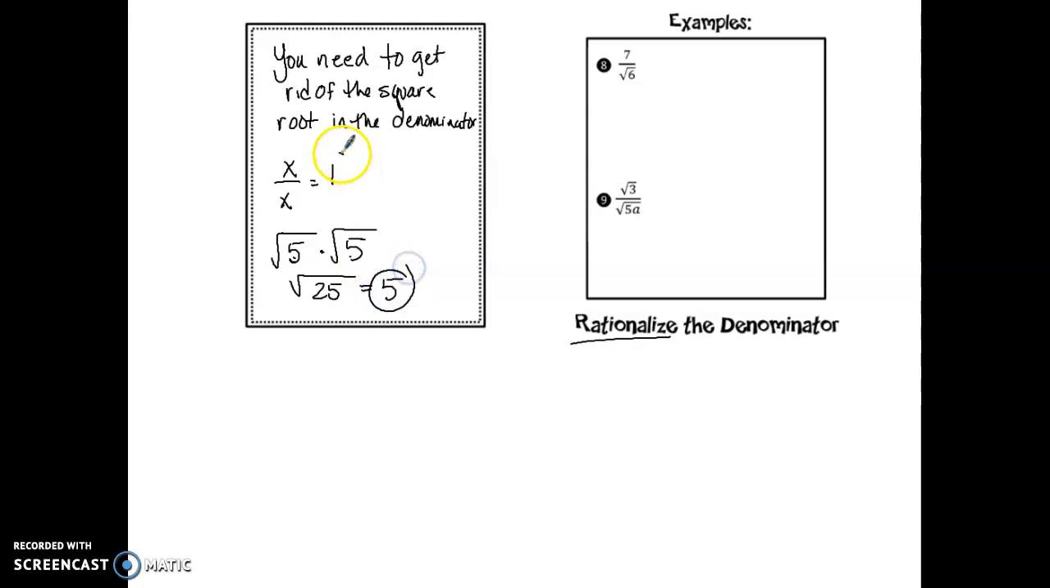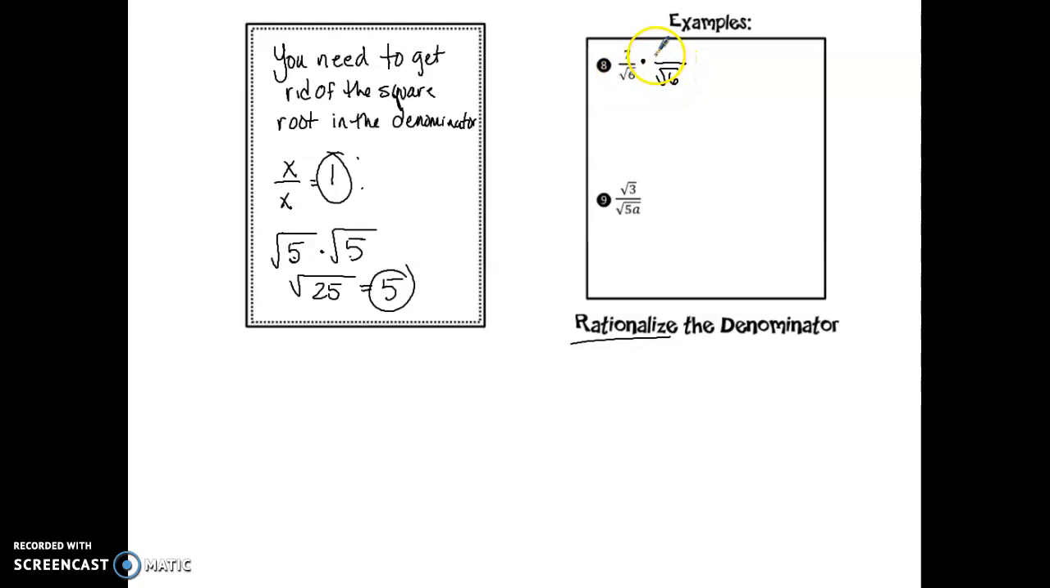Okay, so those are the two things I am thinking about when I rationalize a denominator. When I multiply the top and the bottom by the same thing, it's like multiplying by 1. And to get rid of a square root sign, I need to multiply it by the same square root. So I have the square root of 6 on the bottom, and I can't leave a root on the bottom. So I am going to multiply it by the square root of 6. That'll get rid of it.